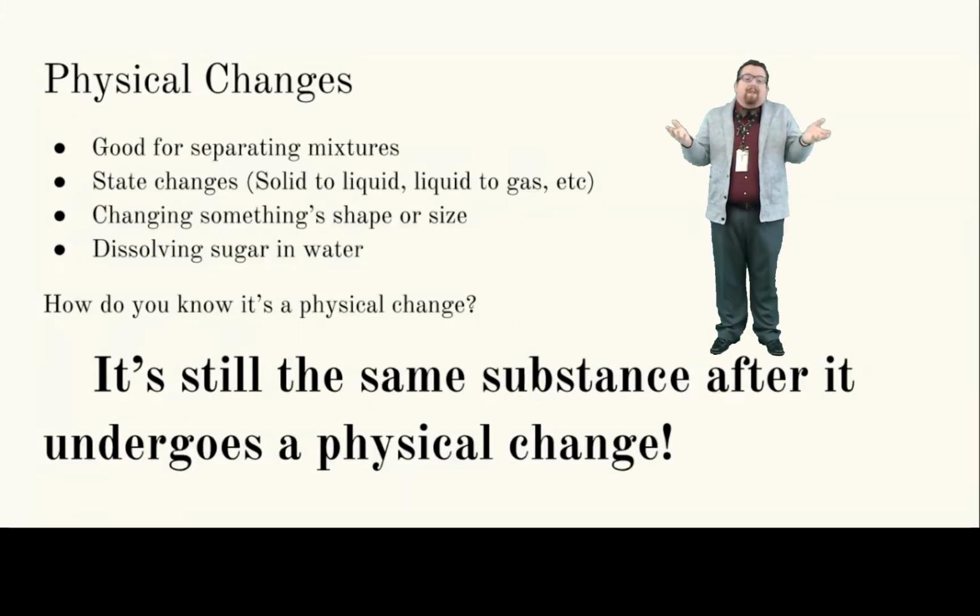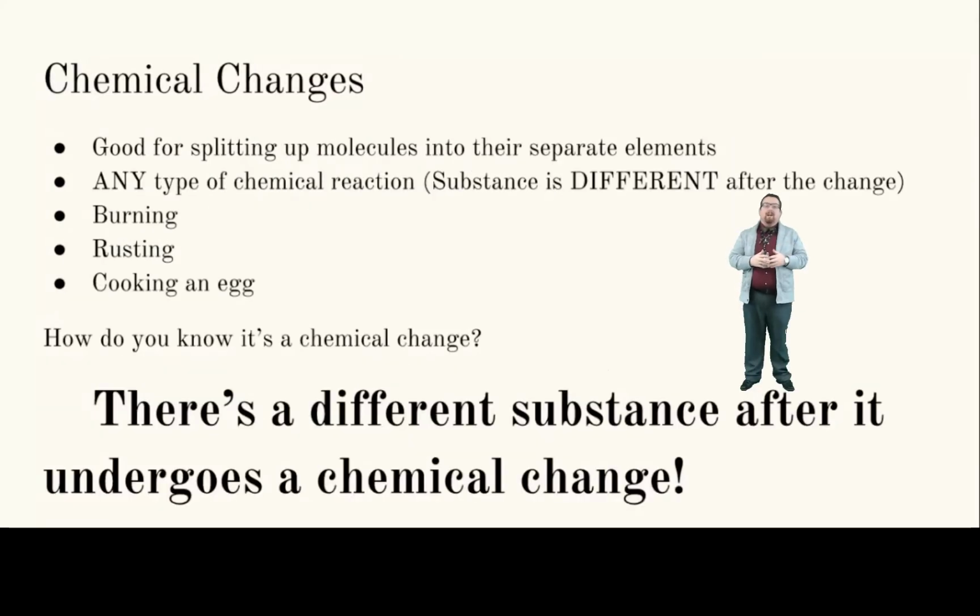So how do you know a physical change occurred? Well, if a change happens to a substance and it's still the same substance after the change, that's what makes it a physical change. Now, chemical changes are a lot different.